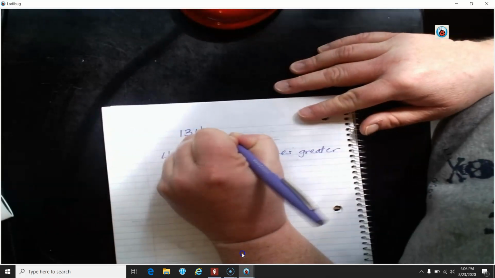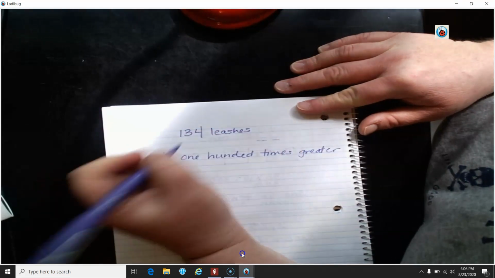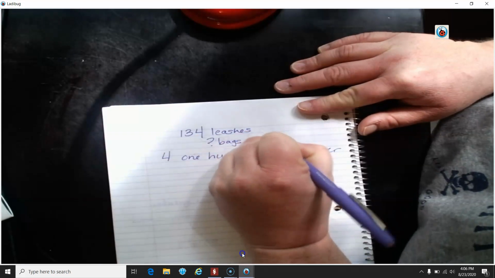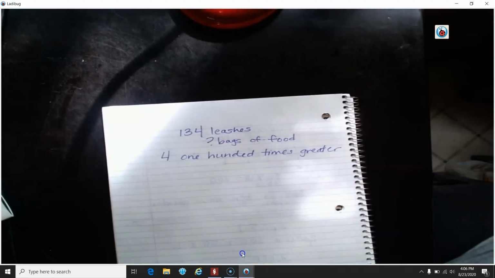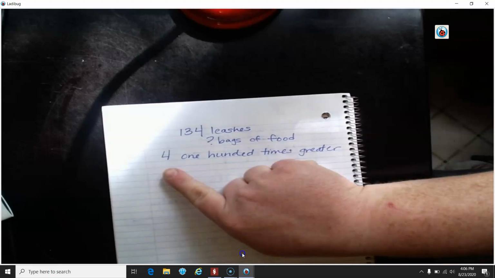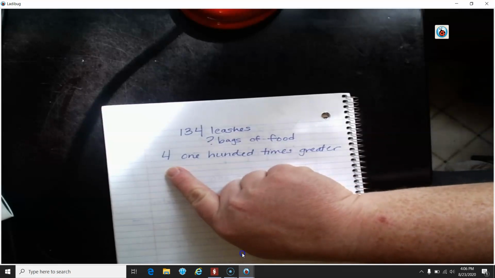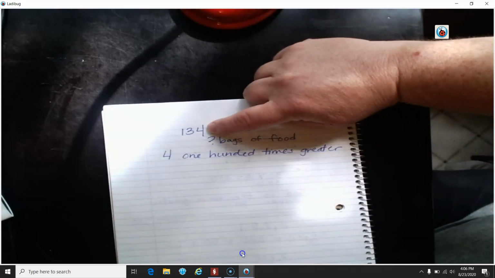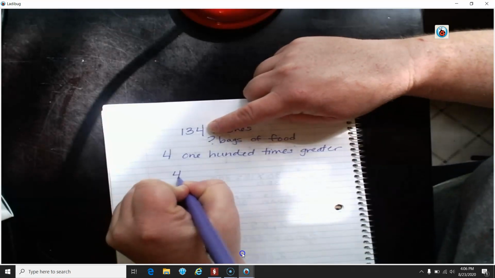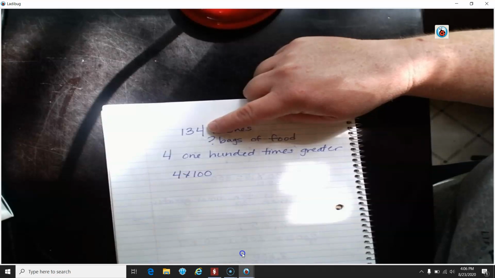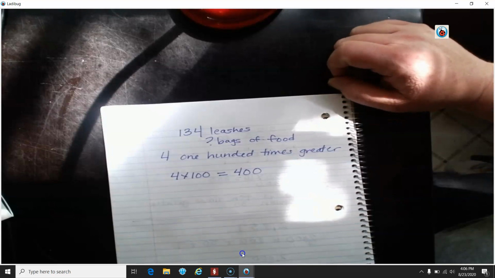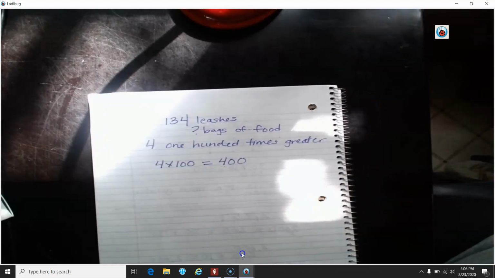Sorry, this is so much back and forth. So this is how many leashes we have. I don't know how many bags of food. That's my unknown that I'm trying to figure out. But we do know that there is a 4 in the number of bags of dog food that is 100 times greater than this 4 in this number. So if I took that 4 and I multiplied it by 100, what would I get? I would get 400. Okay, so maybe that's going to be my hundreds place.